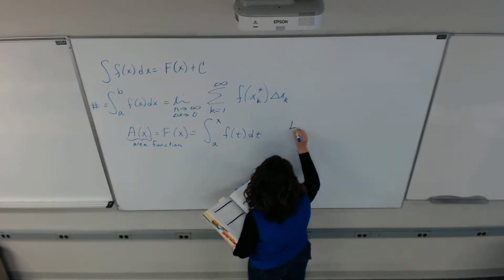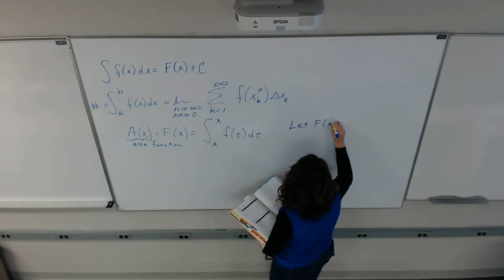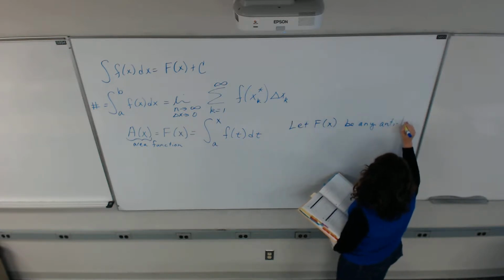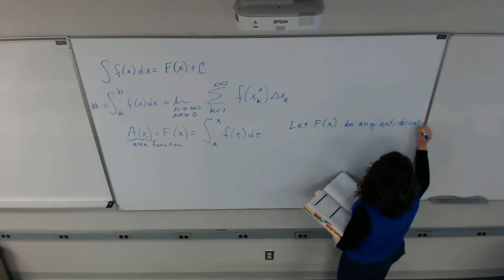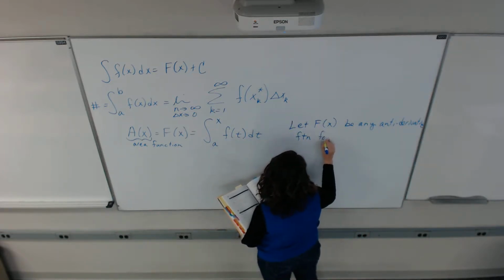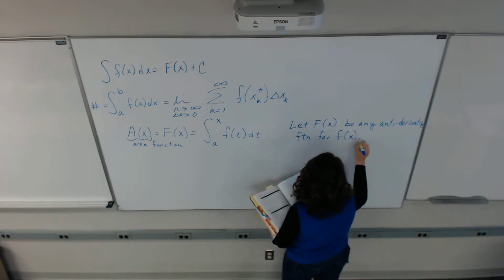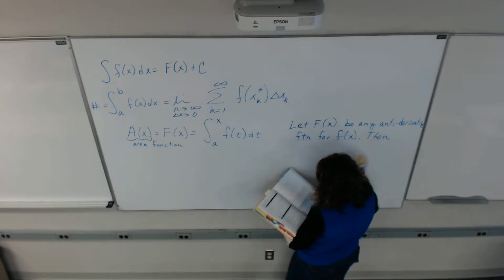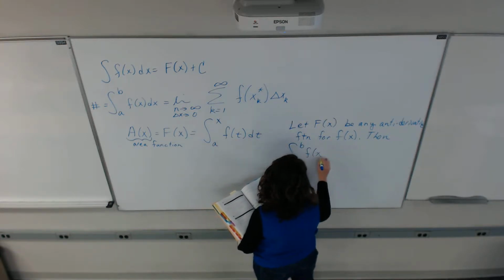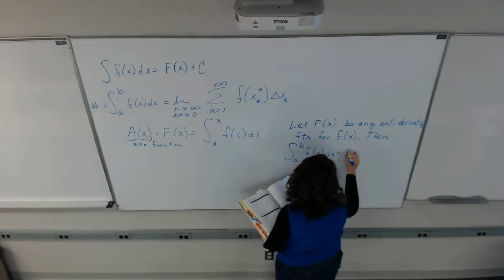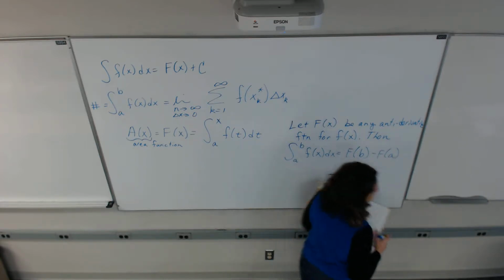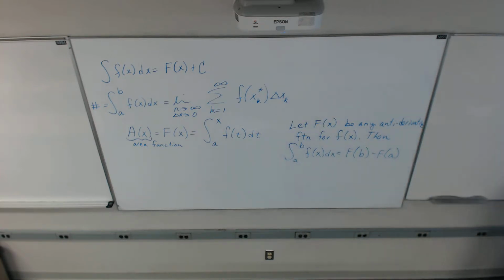So let F be any antiderivative function for f of x. Then the definite integral from a to b of f of x dx is equal to F of b minus F of a. Okay.